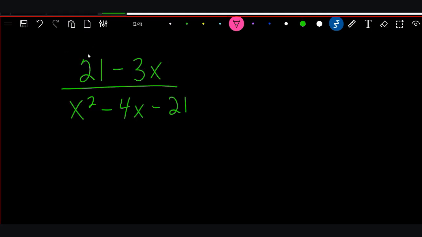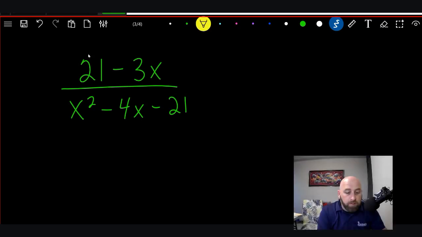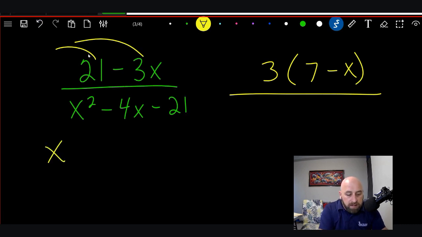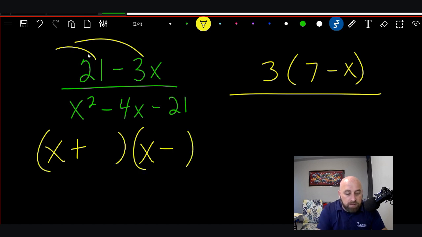All right, let's do this next one. It is on page 411. So first thing we want to do is we want to come over here and we want to factor this guy. What we're going to do is we're going to pull out the common 3. So you see a 3, and then we get a 7 minus x over. Now we have to factor this guy. And so this is going to be an x and an x. We're going to have a plus and a minus. Okay, that's what our sign matrix would tell us.